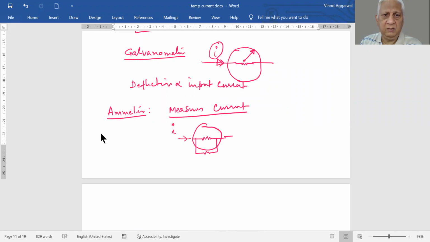Now what will happen? The moment some current is put into the galvanometer, it gets divided in the inverse ratio of their resistances. Suppose this is the resistance of the galvanometer and this is the external resistance. If the external resistance is very low, most of the current will go in this branch, and very little current will go through the galvanometer.